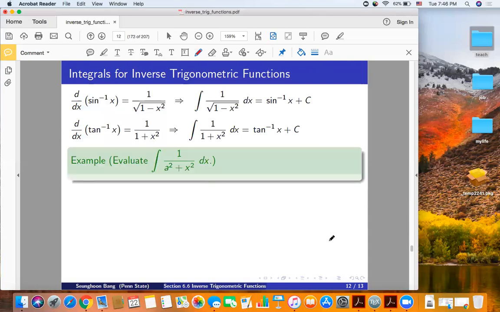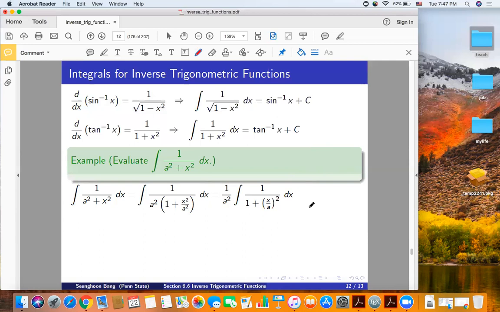The next one, evaluate the integral of 1 over a squared plus x squared dx. How can you solve this problem? You can factor out a squared from the denominator, so we have 1 over a squared times 1 plus x over a squared, and take out 1 over a squared. How can you solve the integral of 1 over 1 plus x over a squared dx?